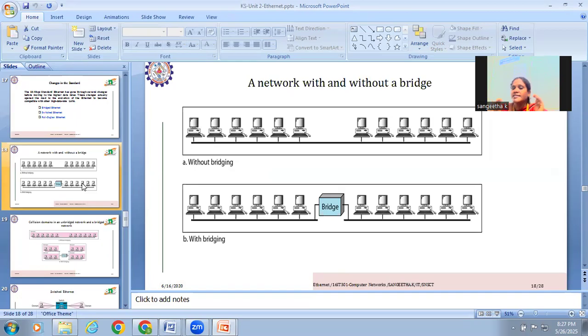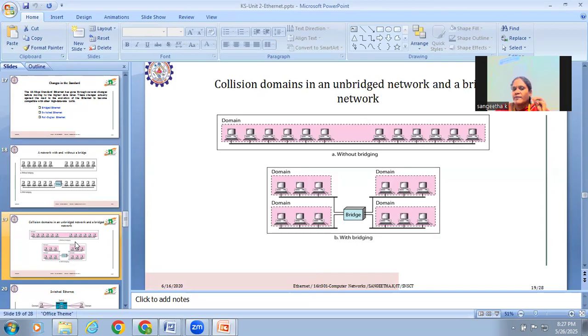This kind of topology is also implemented in the Ethernet standard. There is a possibility of collision if we are using an unbridged network. If we use a bridged network, we can avoid the collision. This is the important point here. The purpose of using a bridge is to avoid collisions.